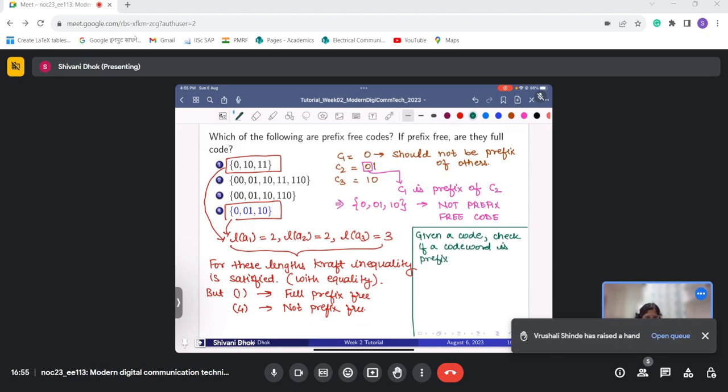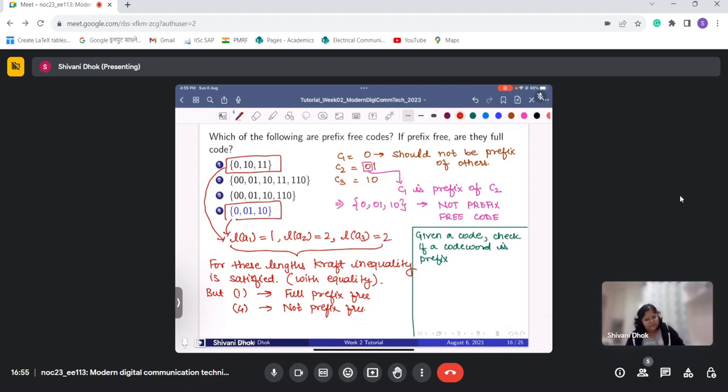Yes, Roshali, you have raised your hand. Yes, ma'am, I have one doubt. Yes. Ma'am, here length of A1 is equal to 2 or 1. Length of A1 is 1. Sorry. And length of A3 is equal to 3. Okay. Sorry to confuse you. Length of A1 is 1, length of A2 is 2, length of A3 is 2. Yeah, thank you.